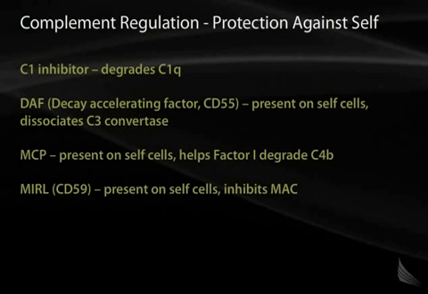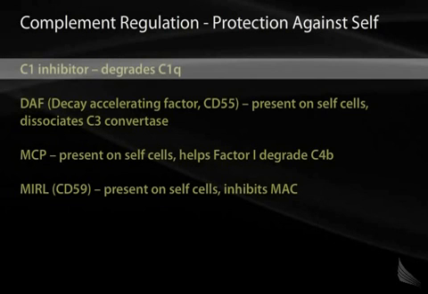Now, I mentioned that complement can get started on any cell, especially the alternative pathway. All it needs is a membrane. So what prevents complement from being activated on the cell surfaces of your own cells? Well, we have certain types of regulatory molecules. For example, C1 inhibitor degrades C1q. So this would be involved in which of the pathways? Classical pathway, right.